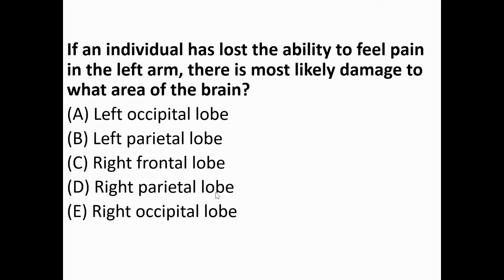If an individual has lost the ability to feel pain in the left arm, there is most likely damage to what area of the brain? Okay, so it's left arm, so that means it needs to be on the right side of your body. Okay, so it's not A, it's not B. So where do you get the touch feeling of pain? Frontal lobe, occipital lobe, parietal lobe. The answer is D. Parietal lobe has your sensory cortex. Okay.